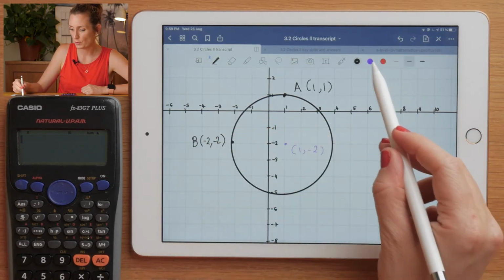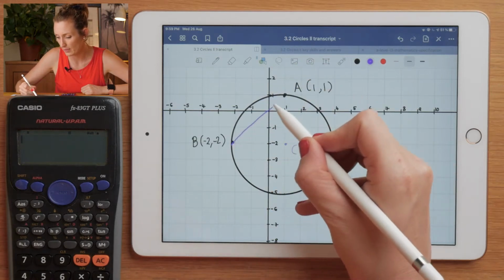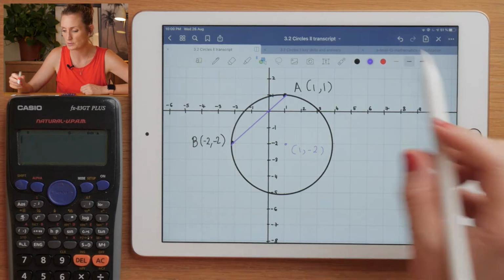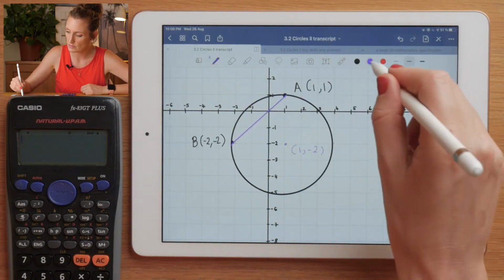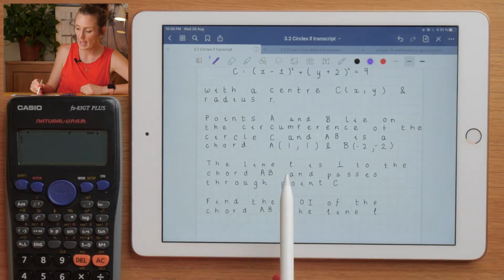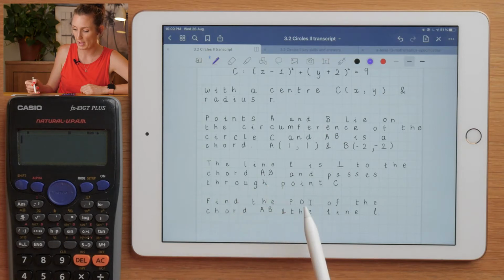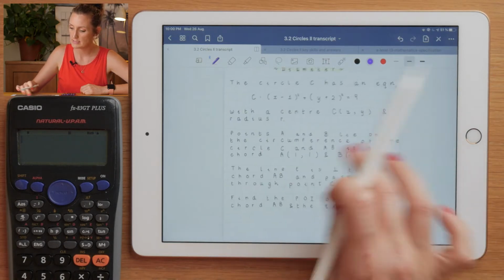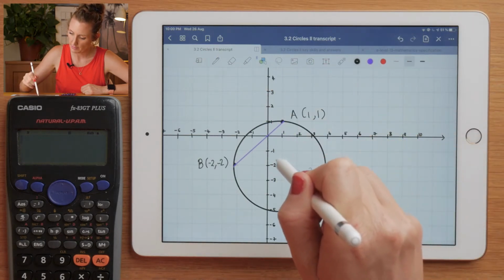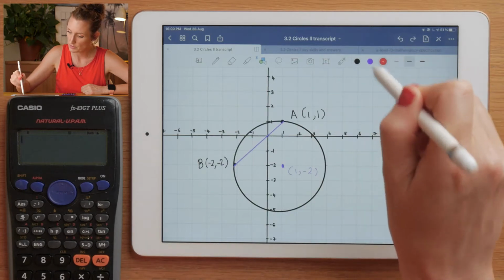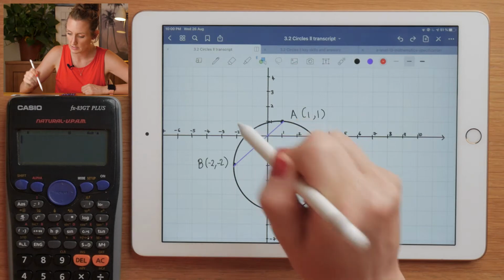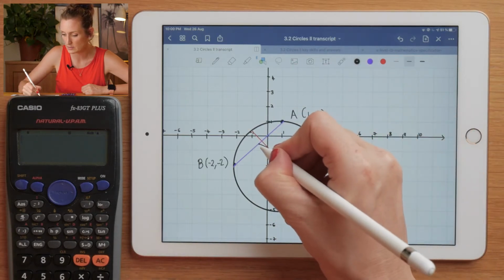And A to B is a chord. So the chord goes like this. Now the difference between a chord and a diameter, or a chord and a radius, is that it doesn't pass through the center. You can see that. This is our center over here and it definitely hasn't gone through. Now we're told that the line L is perpendicular to the chord and passes through the point C. So the point C is the center. So the line L is going like this. It's passing through the center. I'll draw it in red because it is a radius. It's intersecting the chord at a 90-degree angle and it's coming out the other side.